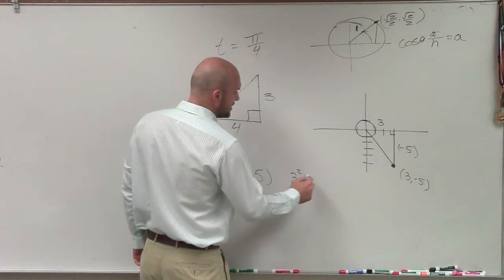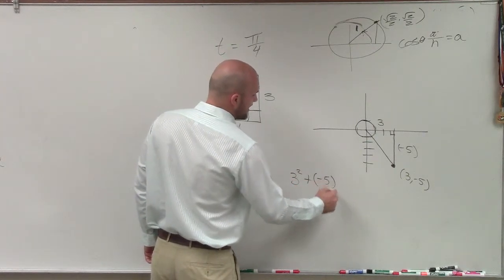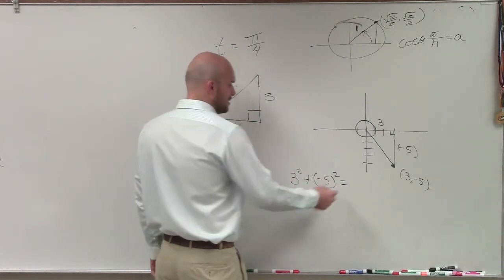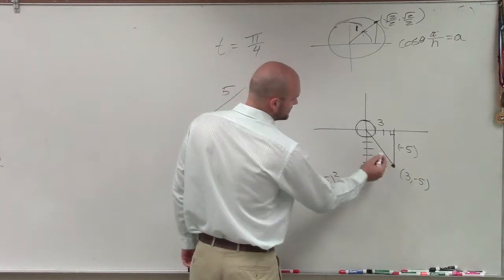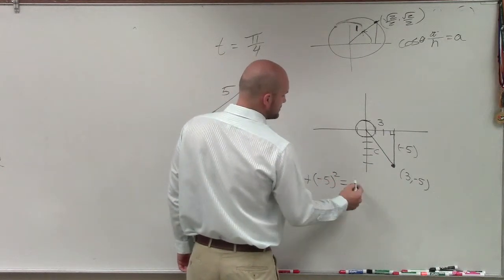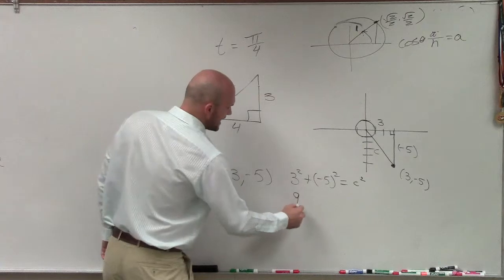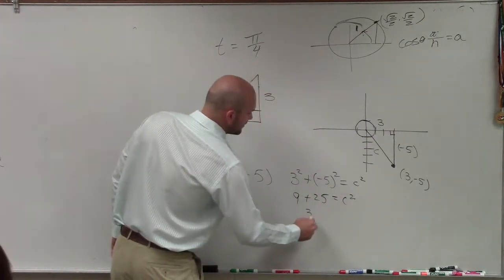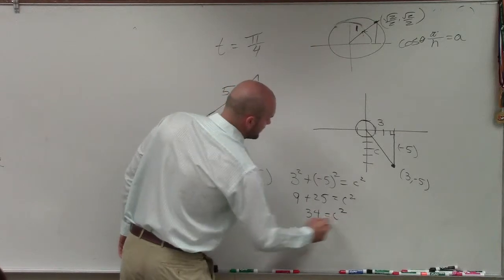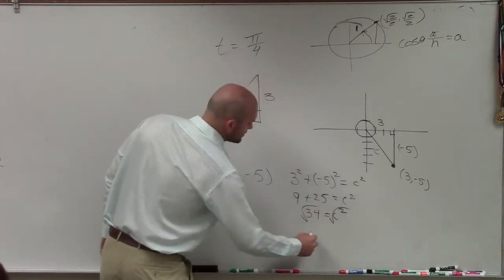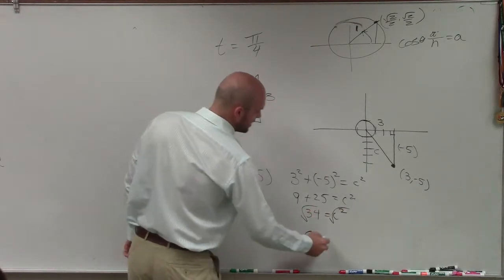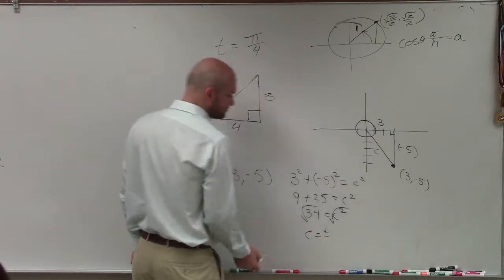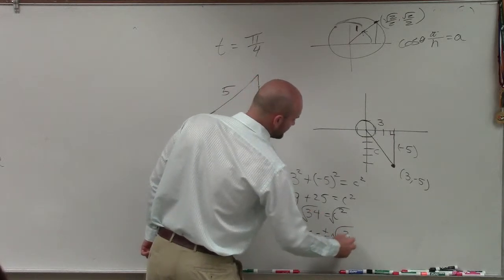So I do 3 squared plus negative 5 squared equals, let's call this c squared. C squared. So that's 9 plus 25 equals c squared. 34 equals c squared. Square root. C equals plus or minus the square root of 34.